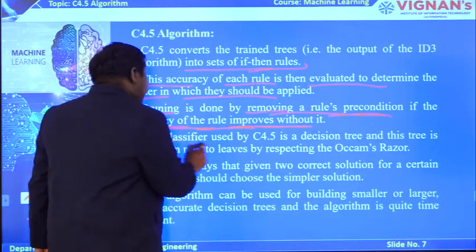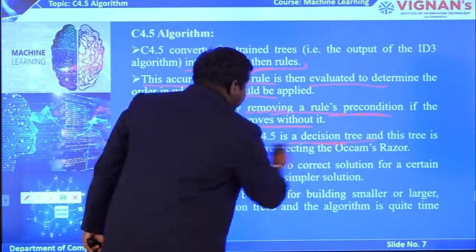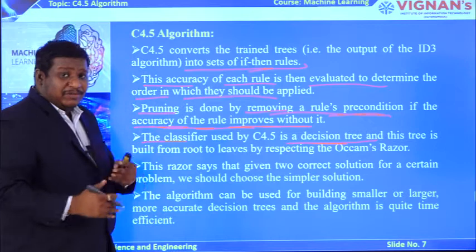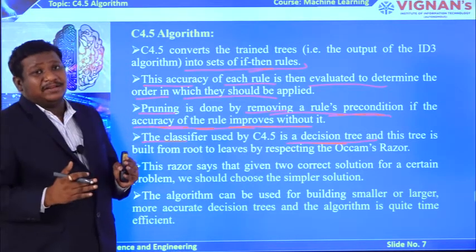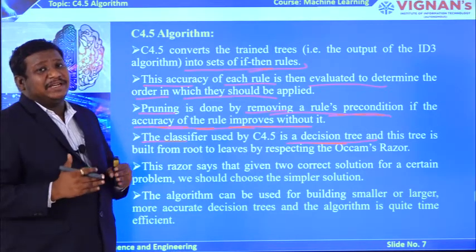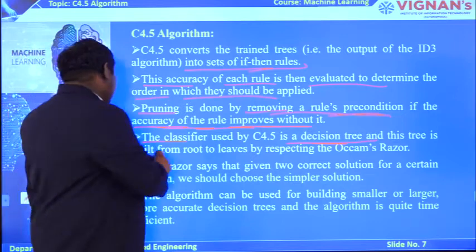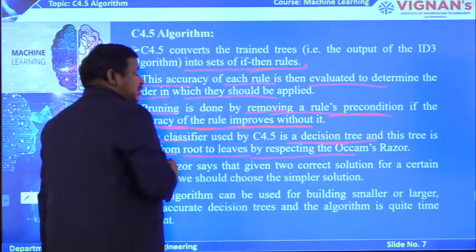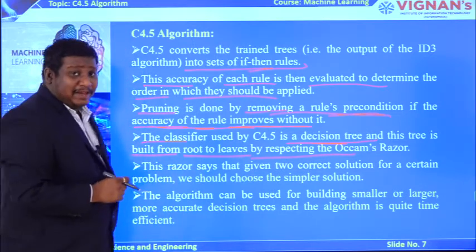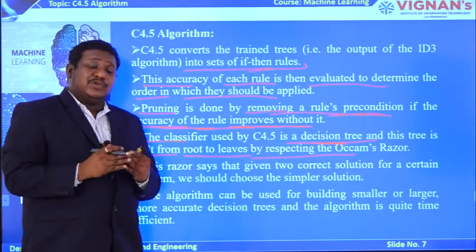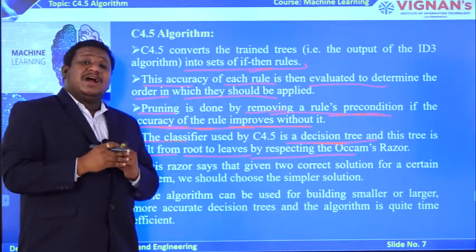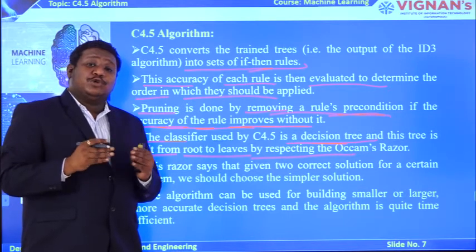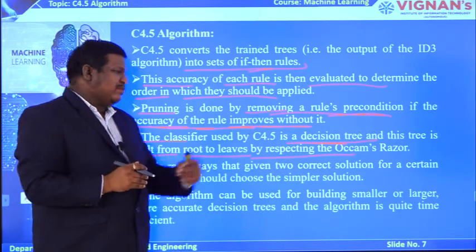The classifier used by C4.5 is a decision tree. So, the classifier with which you are going to classify the data in C4.5 is a decision tree, and this tree is built from root to leaves by respecting Occam's razor. So, basically the classifier you are going to use to classify the data is the decision tree, and this decision tree is going to be prepared by using this Occam's razor.